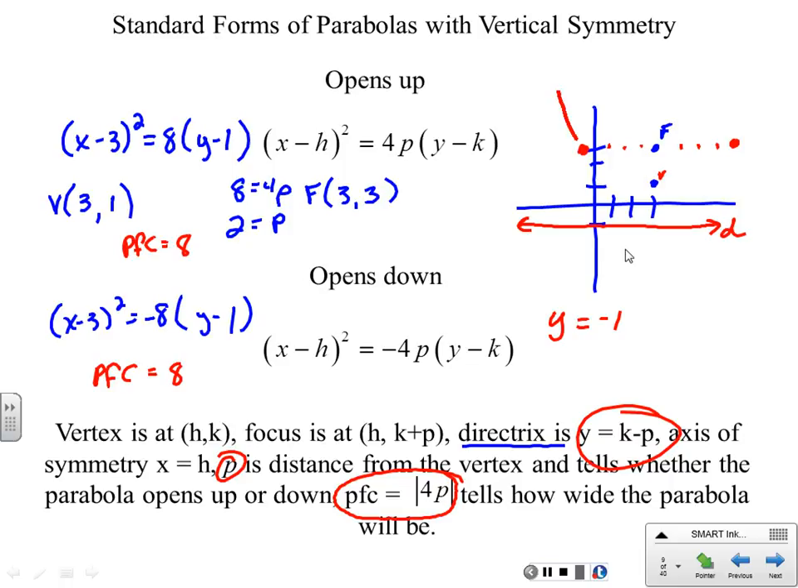And watch. There is your parabola. Kind of, sort of. Okay. It's a lot to take in.